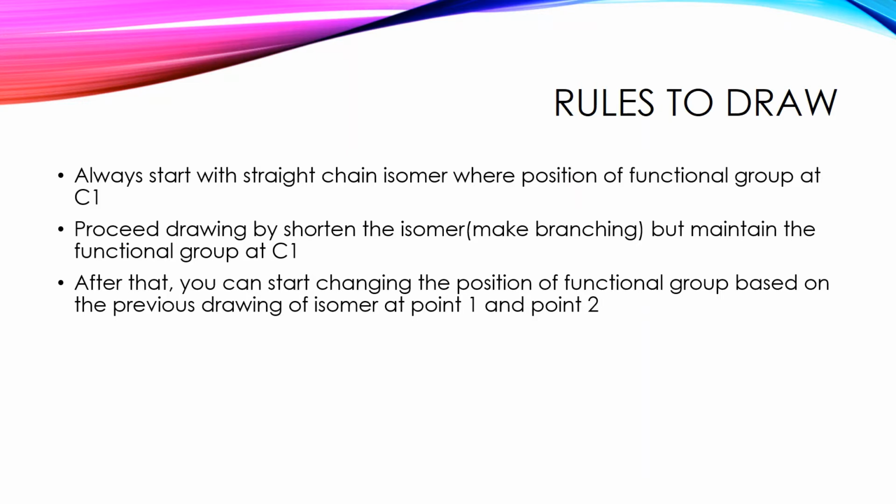So after you draw the straight chain isomers, and then after you shorten the isomers where you make the branching, after that you can start changing the position of the functional group. Before this, if you put the functional group at C1, then you can change it to C2, C3, and so on, as long as when you name the isomer, the name will be different.